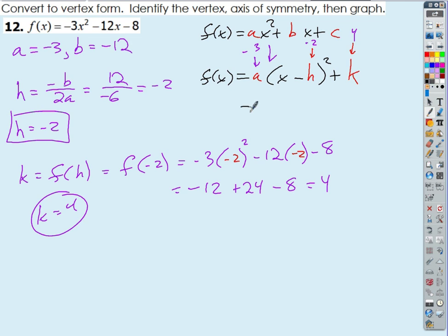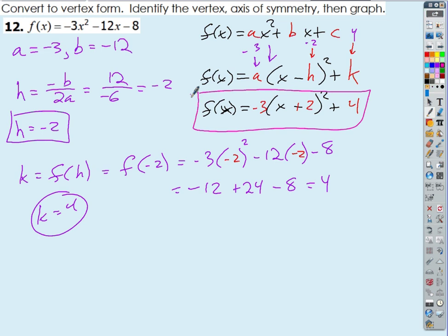My answer is just f of x equals -3 times x minus -2, that makes that a +2 squared, plus k, which is 4. Right? Take a pick. You can convert standard form to vertex form either way. What way do you like better? Probably this way? That's fine, you can do it this way. You can do it this way if you want.